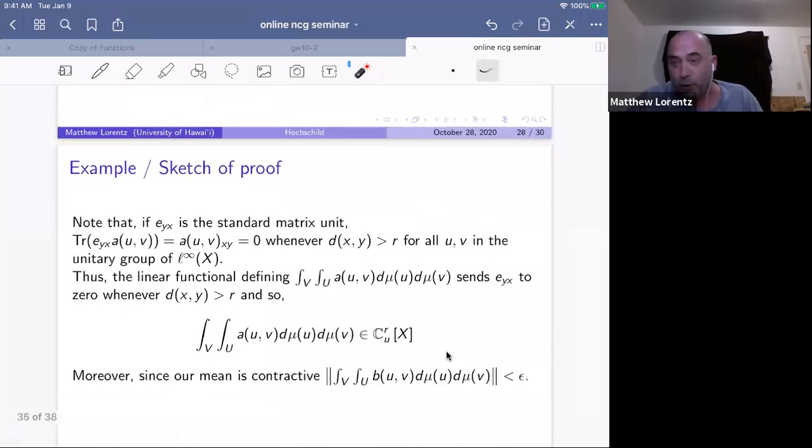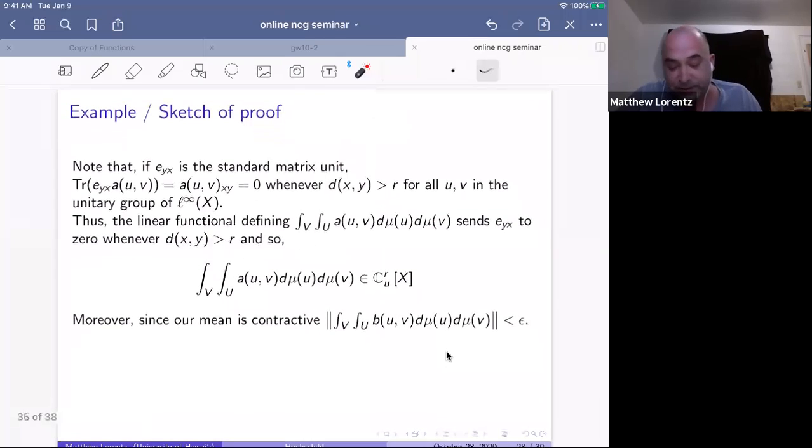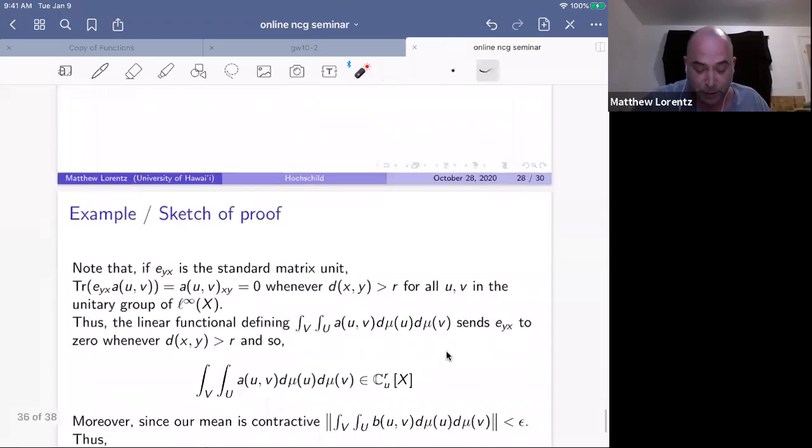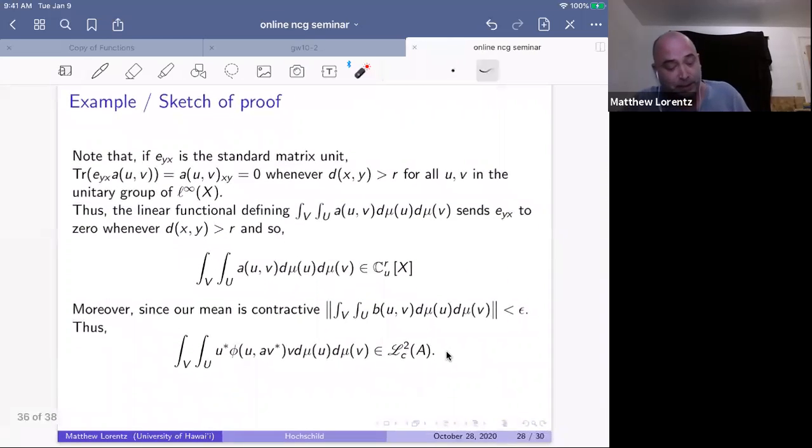And moreover, since our mean is contractive, the B part of breaking up each entry is going to have norm less than epsilon. So this and this, we add them together where epsilon are approximated. So it lands back where we're supposed to land. And so this operator is landing in the correct space now.